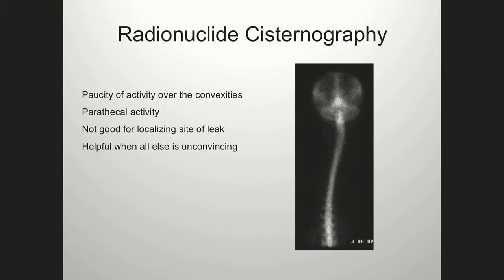Radionuclide cisternography, it's with CSF leak, you have a paucity of indium-111 over the convexities. You can see up there, there's not much accumulation here. And then you can see the paraspinal collections down below, which are the diverticulum or cyst.